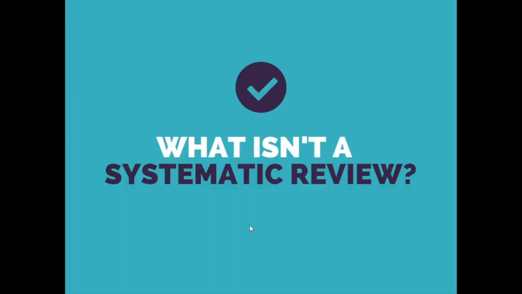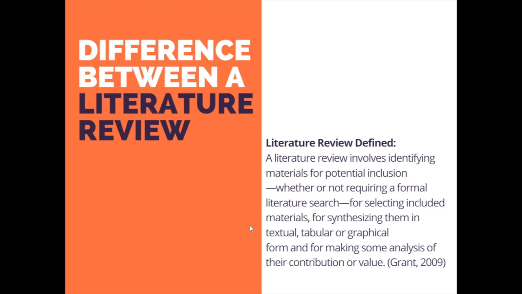So what isn't a systematic review? I'll talk about literature reviews and meta-analyses because they're often misinterpreted as being systematic reviews. And a literature review, as defined here by Grant, involves identifying materials for potential inclusion in a publication, whether or not requiring a formal literature search, for synthesizing them in text, tabular or graphical form, and for making some analysis of their contribution or value.